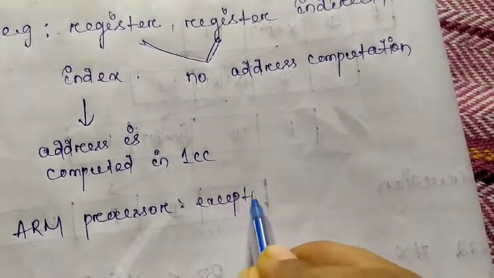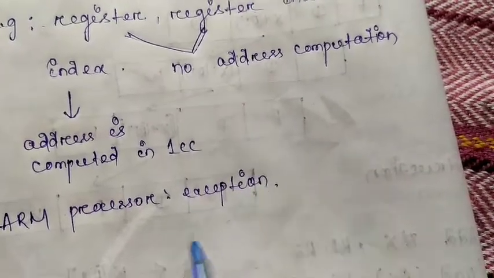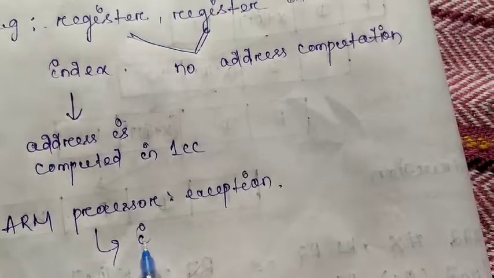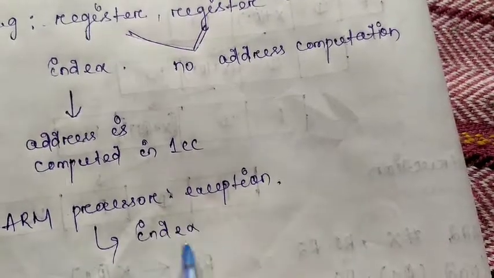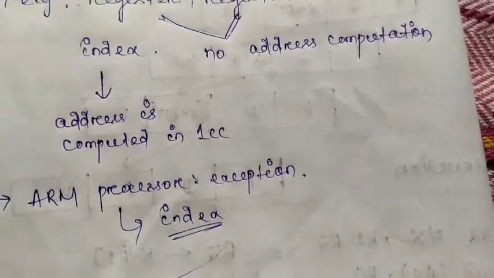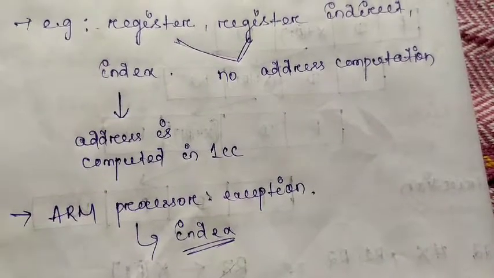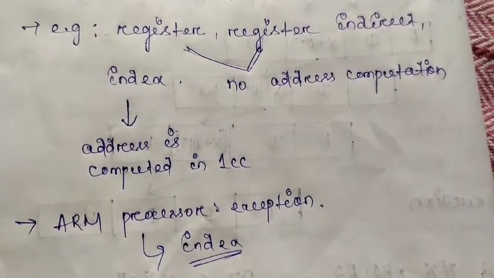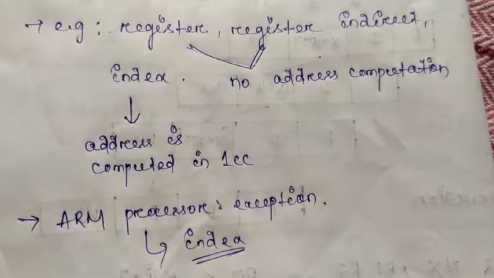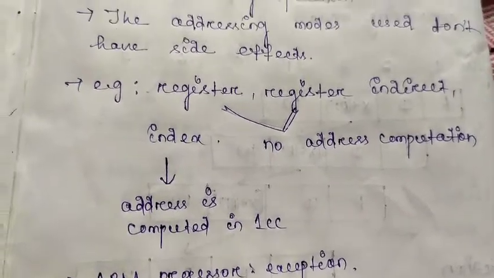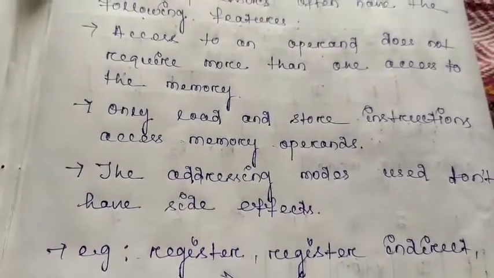That means in the ARM processor, the index addressing mode takes more than one clock cycle. So this can be overcome. So this is all about our addressing modes.